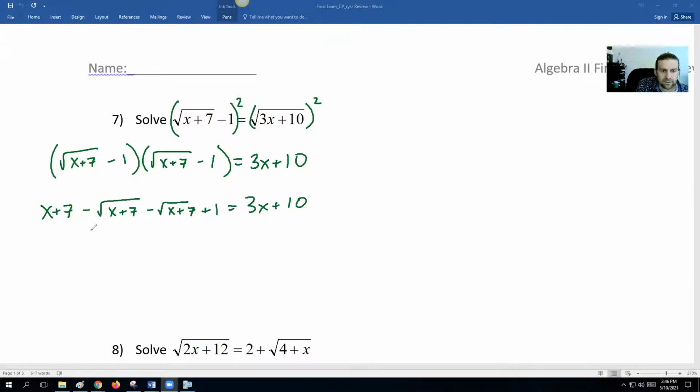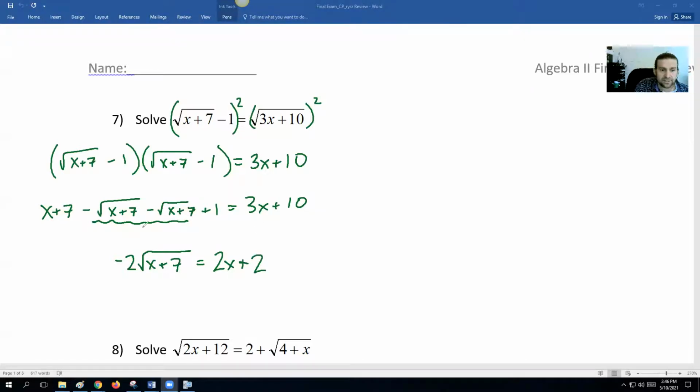Okay, so what we want to do now is let's put these two together here. So we have a negative 2 radical x plus 7. And then let's move this x over here to take away, so that's a 2x. And then we'll move the 7 and the 1 over. So a minus 7 will also minus 1. So we get plus 2.